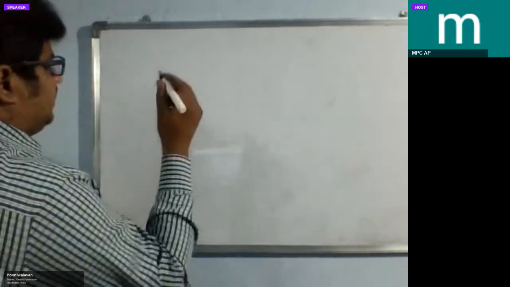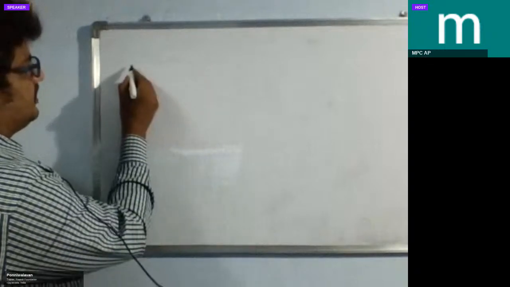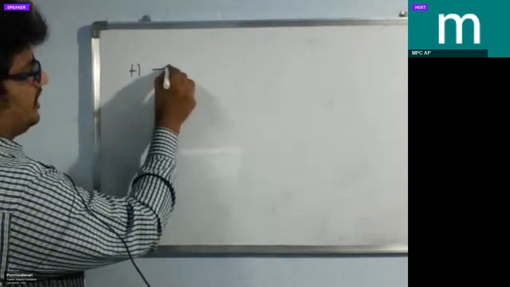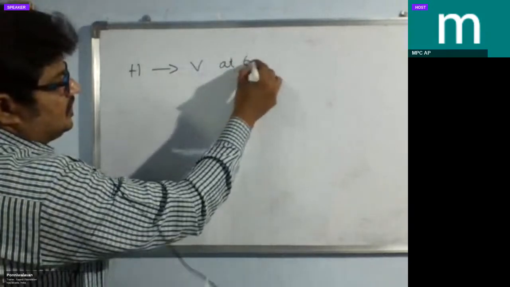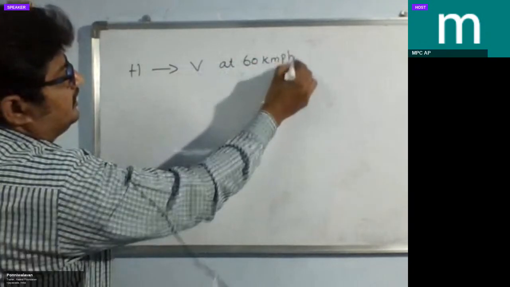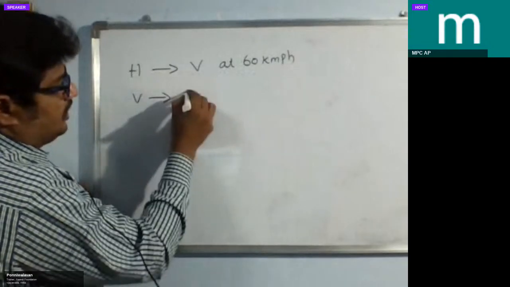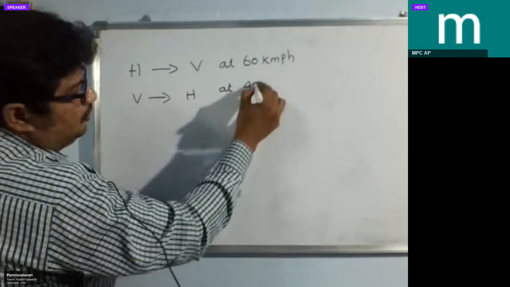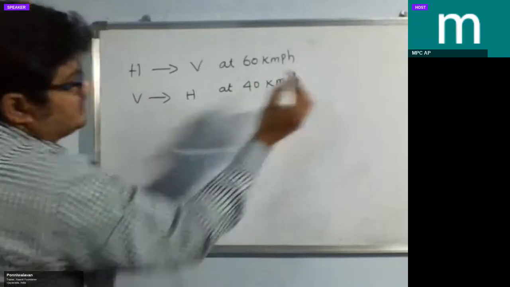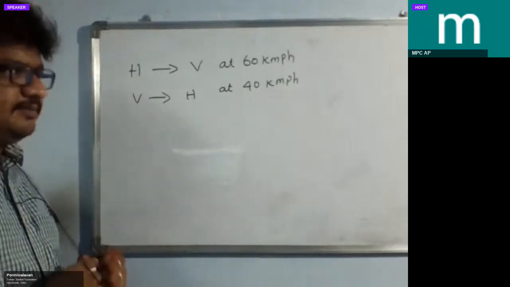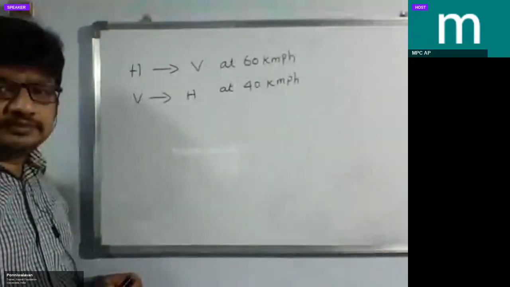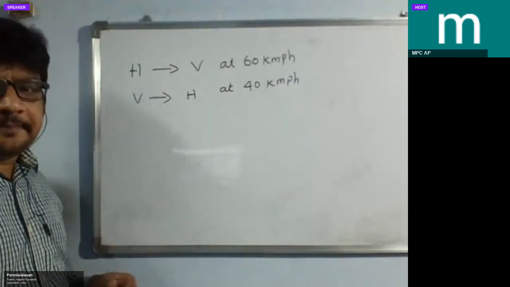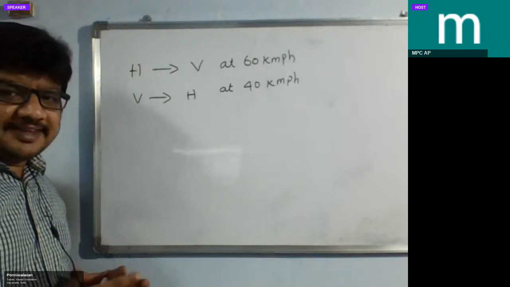For example, I'll give you one question. A person travels from Hyderabad to Vizag at 60 km per hour, and while returning, from Vizag to Hyderabad, he travels at a speed of 40 km per hour. What is his average speed? Can you tell me? It's very good, I got an answer from Jayalakshmi. What about others?